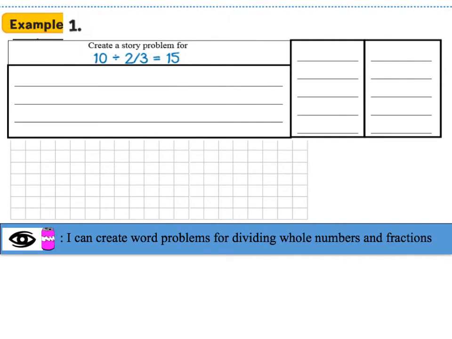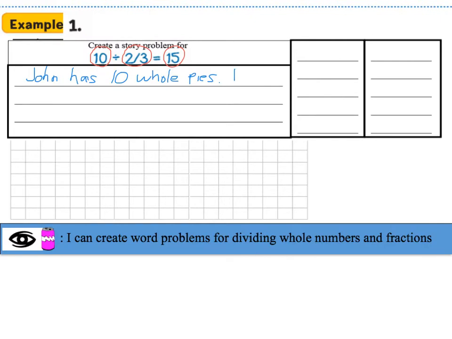Alright, so this problem, for example 1, looks kind of familiar because it's the same problem that we used in our key concepts. We notice that we have a total amount, which is our dividend, and we have our divisor, which is 2/3, and we have our answer, which is 15. So I'm going to create a problem using that information. I'm going to create a character, so let's call that character John. And I'm going to say John has 10 whole pies. The reason why I started with that was because 10 was my total amount. So that's the total amount that John has.